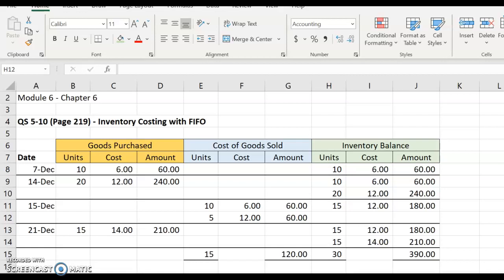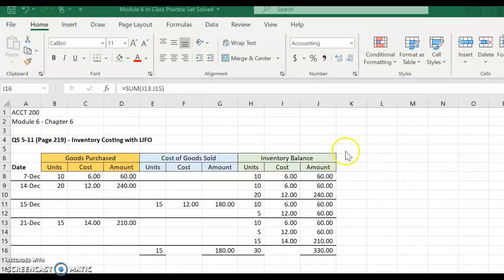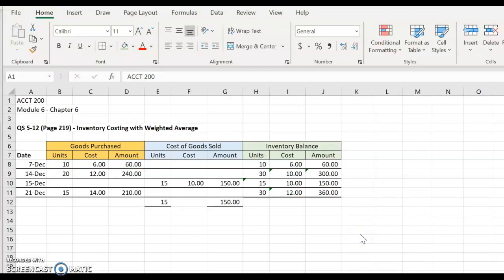Under the FIFO method in rising prices, we had a cost of 120 and an inventory balance of 390. Then when we went to the LIFO method, our inventory went down to $330 because remember that's the lower numbers, and our costs went up to $180 because we're reporting sales at the higher prices. Then when we looked at the weighted average for both the inventory balance and the cost of goods sold, we fell somewhere between the two. And that concludes lesson 5.